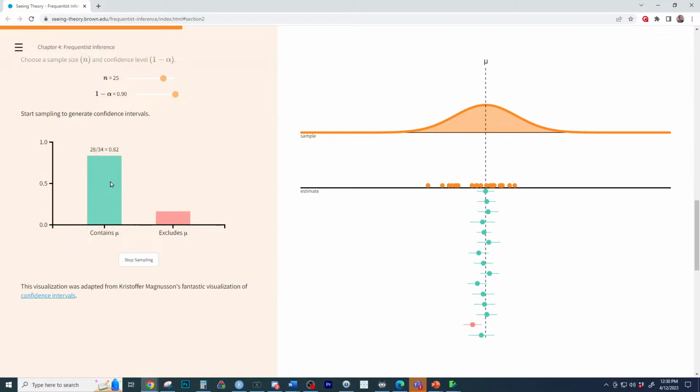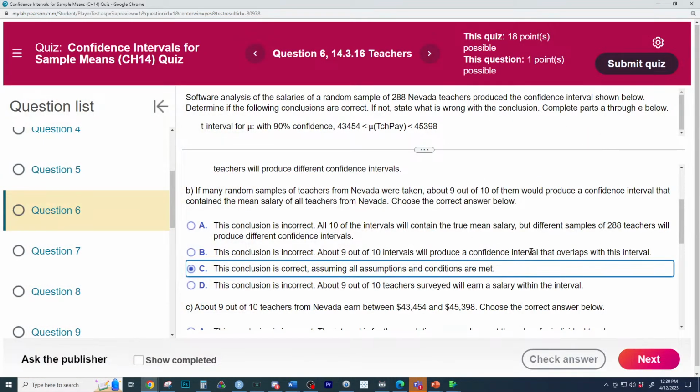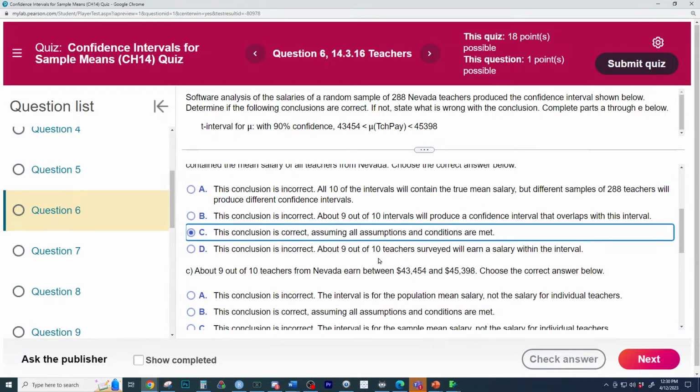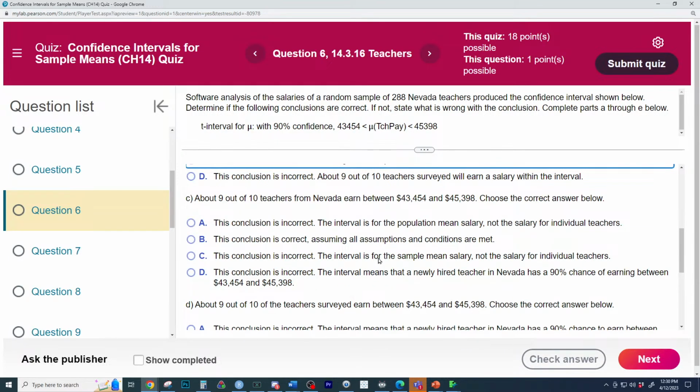We'll leave this running in the background and come back to it because we need to let the law of large numbers come into play. Every once in a while we get an interval that does not contain the truth, as in the mu is outside the interval, like it was for that interval. It was 288, so we were taking larger samples. Sample size right there doesn't matter, but it's relative to this example. About 9 out of 10 teachers from Alabama.